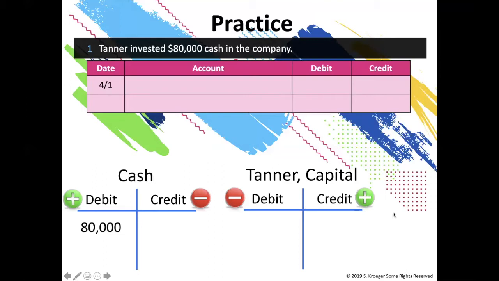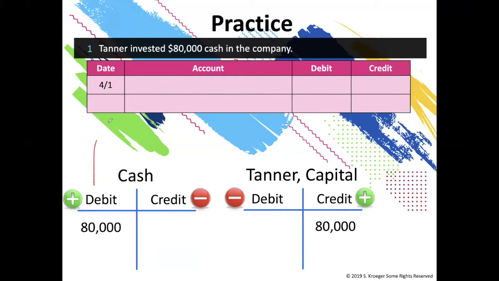Capital is positive on the credit side. The owner's capital account is increasing. And remember, we don't do debits here anyways. Whenever the owner puts money into the business, this account will increase. If they ever took money out, we would use the withdrawals account. So we should only be using this side. We have a debit of 80,000 and a credit of 80,000. These are the T accounts.